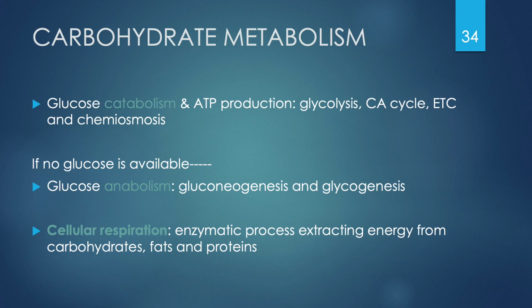Now, you can probably imagine there are times in our bodies when we don't have adequate glucose. This is really a problem because many of our tissues are highly dependent on glucose, for example, the neurons in our brain. So in that case, we need to generate glucose. So we build it up anabolically. The glucose anabolism processes include gluconeogenesis and glycogenesis. Both of those terms end in genesis, so we know they are generating or creating new. Gluconeogenesis is creating new glucose, and glycogenesis is creating glycogen.